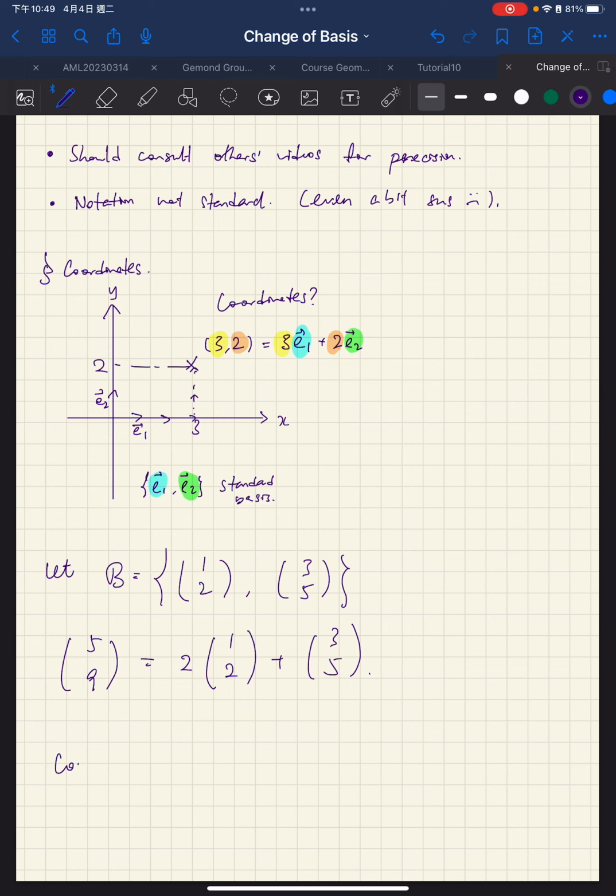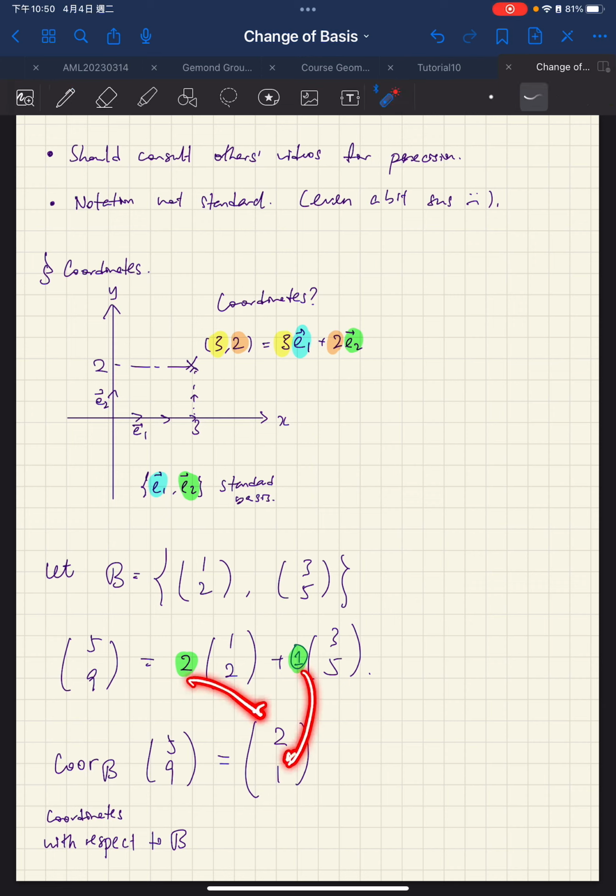So we'll just say the coordinates with respect to B of 5, 9 is actually 2 and 1, right? You remember we are taking the coefficients. By the way, if you don't see a coefficient, it's 1. So actually it's this 2 and this 1. So it's called the coordinate system, the coordinate system over the basis B.